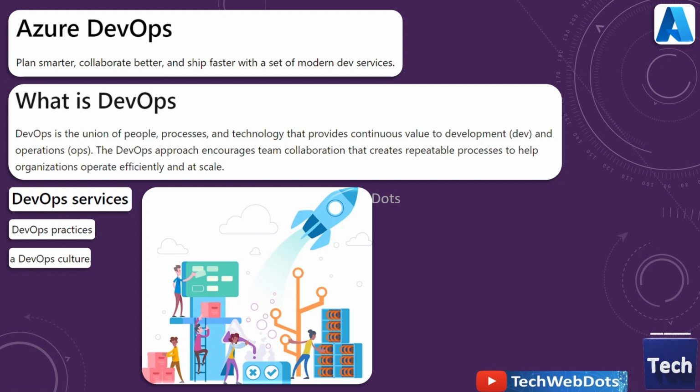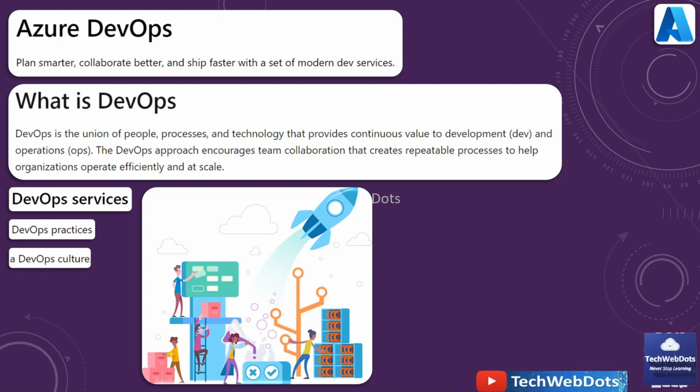Okay, then let's go by definition. DevOps is the union of people, yes, because without people we cannot complete any process, right? And it contains processes and technology. Definitely, to deliver any software product, we need technology, and that provides continuous value to development and operations. And the DevOps approach encourages team collaboration that creates repeatable processes to help organizations operate efficiently and at scale.